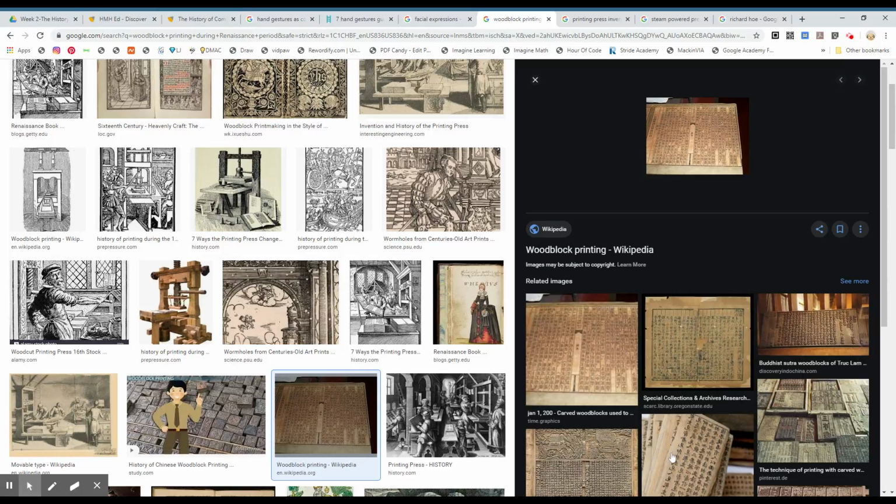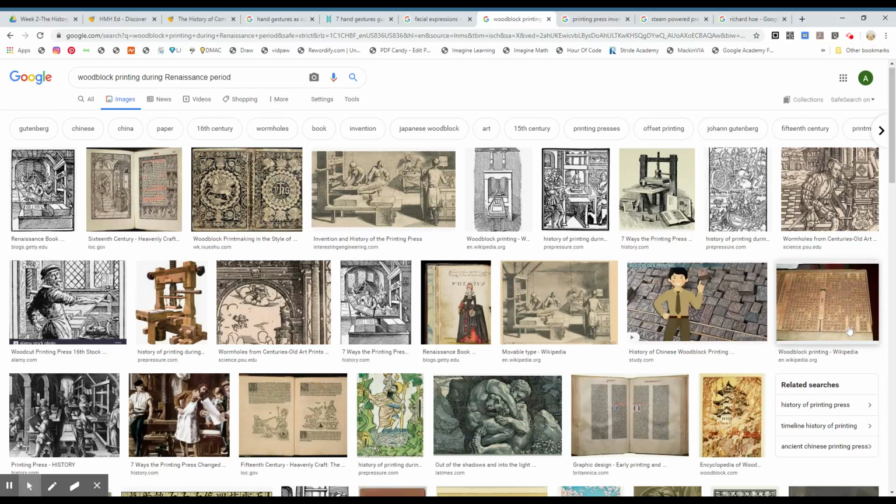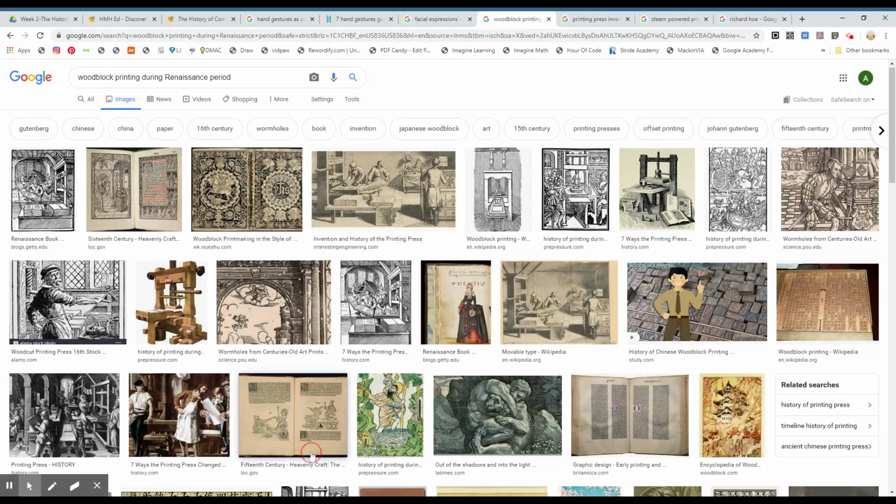here's an example, boys and girls. It was invented in China. They would carve the words, the letters, into a piece of wood, and then they would put ink on top of it and press it onto paper. And that's how they first started.